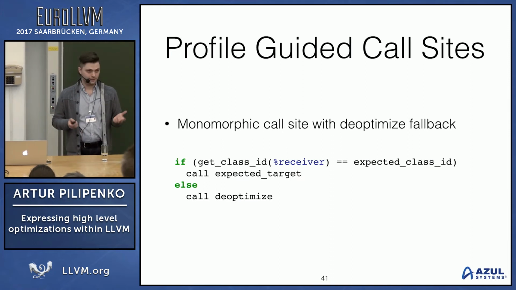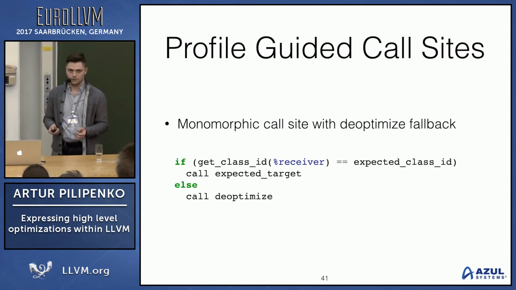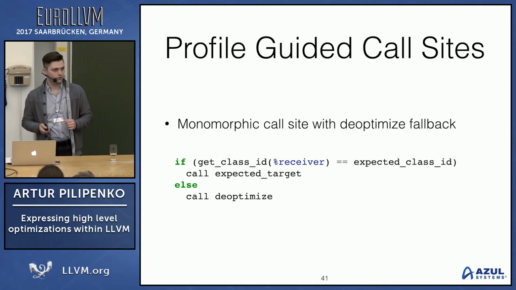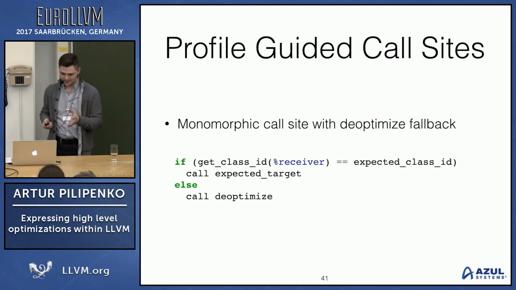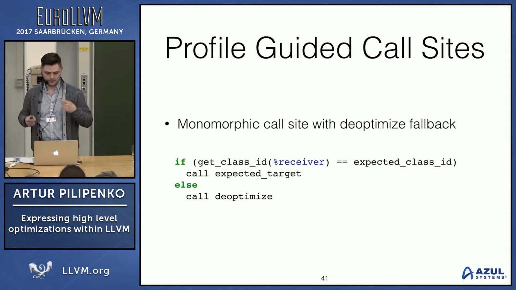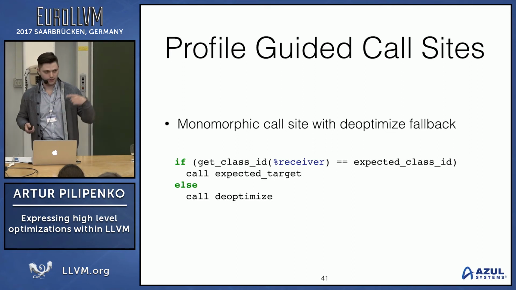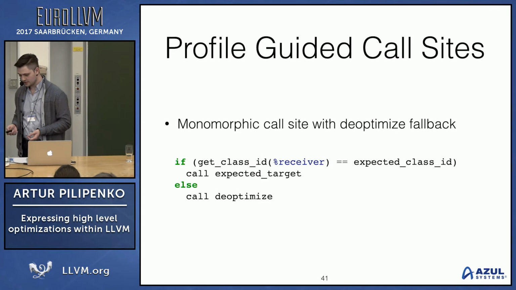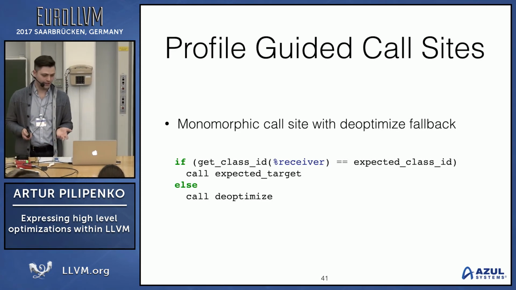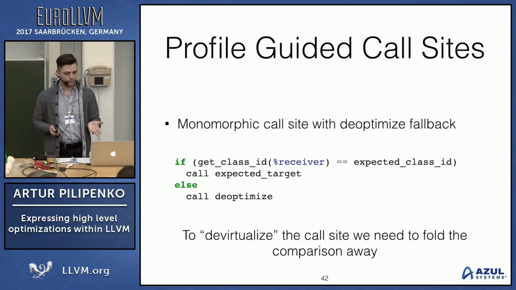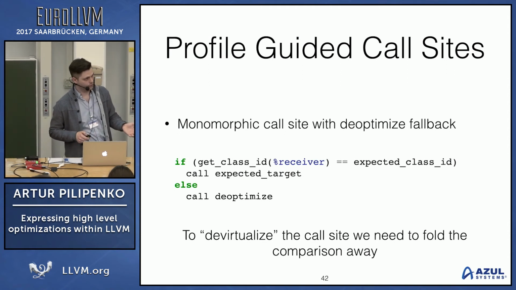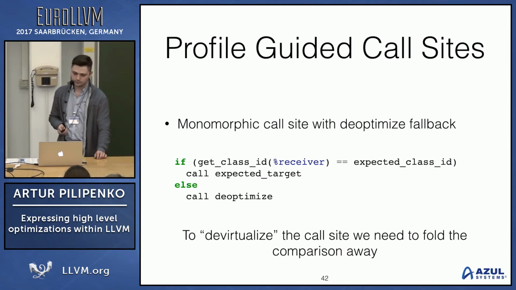Profile-guided call sites are a little bit different. As I said, we have type checks and guards, and we have static calls to the expected targets. In this example, we have one predicted receiver type, we have one type check and one static call, and if this guard fails, we just deoptimize. So in order to simplify this call site, we need to fold the comparison. This way we can fold the control flow and end up with either a static call to the expected target or with deoptimize in the rare case.